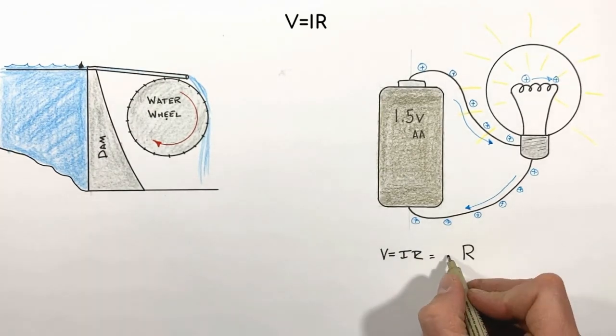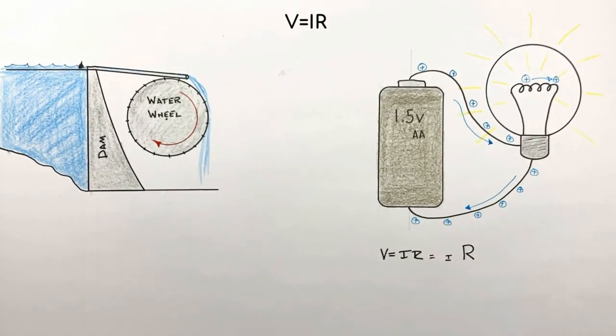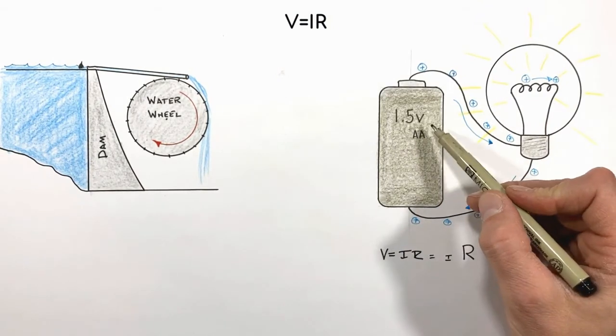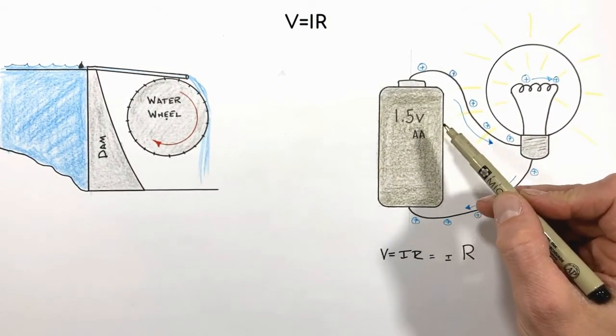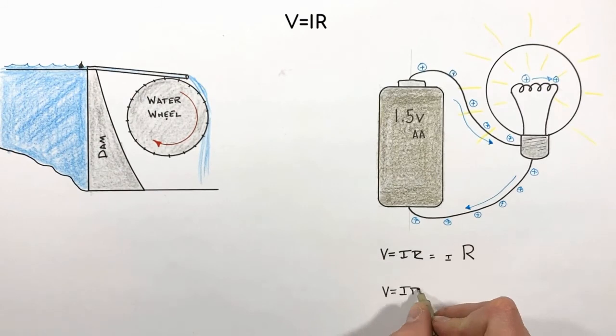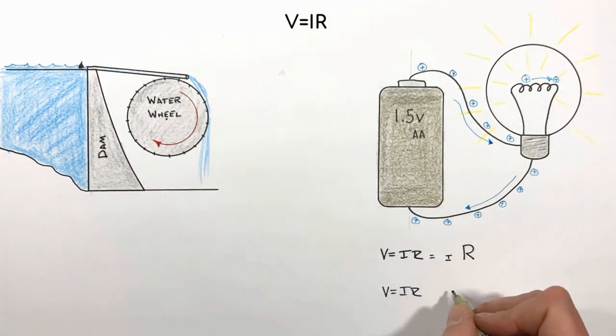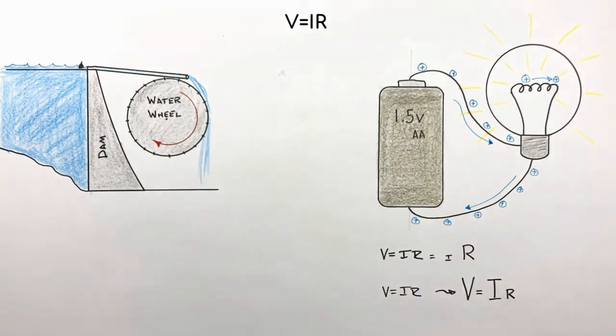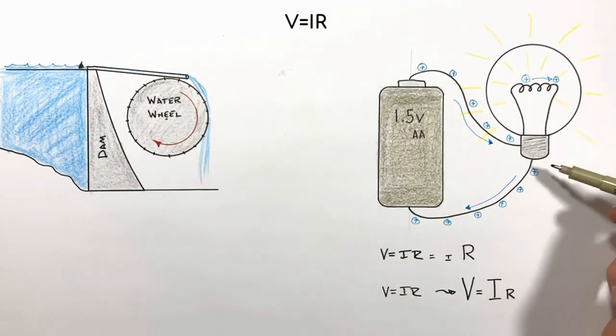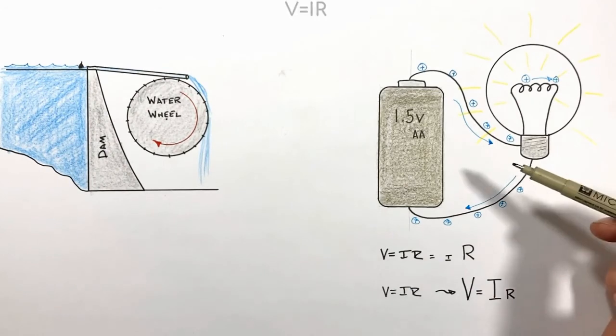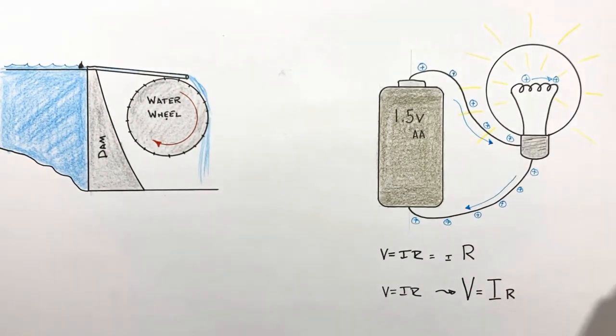that would mean the current would have to decrease. Or if we were to do something like change this 1.5 volt battery out for, say, a 9 volt battery, we would see that the current which passes through this light bulb would increase. So moving forward, you'll find that it's Ohm's law that's always governing what's happening in an electrical circuit. And on that note, that's all for now.